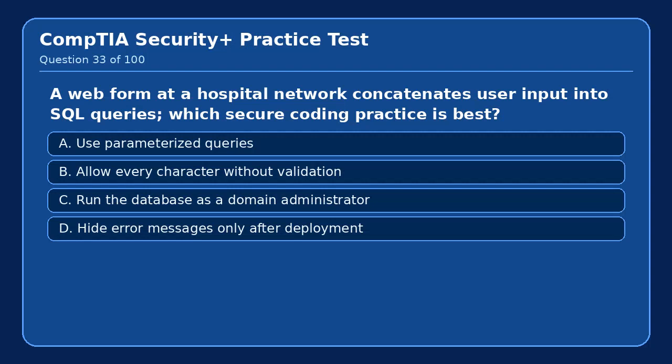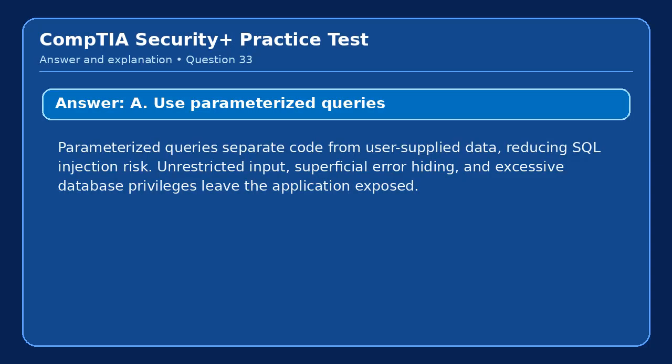The answer is A. Output encoding and input validation. Cross-site scripting risk is reduced when untrusted input is validated and safely encoded before rendering. SNMP strings, static routing, and disabled backups do not address browser script injection.